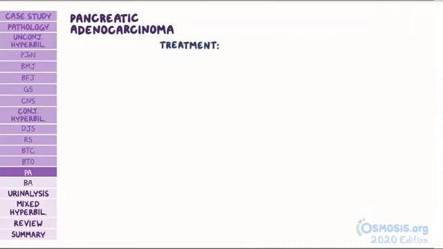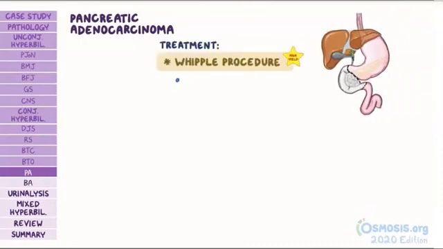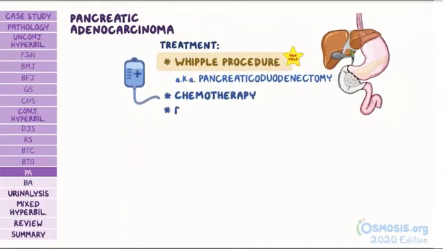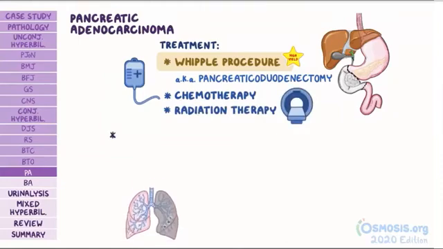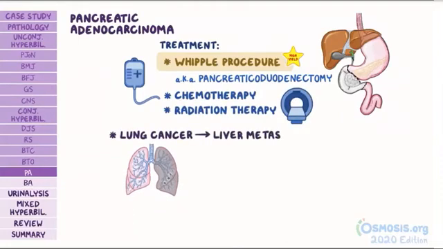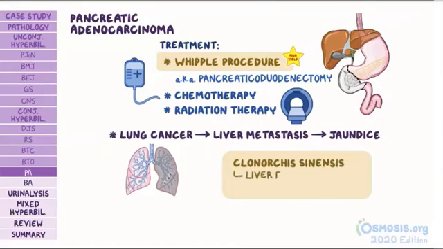Finally, treatment of pancreatic adenocarcinoma includes the Whipple procedure, also known as pancreaticoduodenectomy, chemotherapy, and radiation therapy. And don't forget, individuals with lung cancer can have liver metastasis. Therefore, they can present with jaundice, just like the ones with liver or pancreatic cancer. Finally, for your exam, you have to know that Clonorchis sinensis is a liver fluke that's associated with obstructive jaundice.